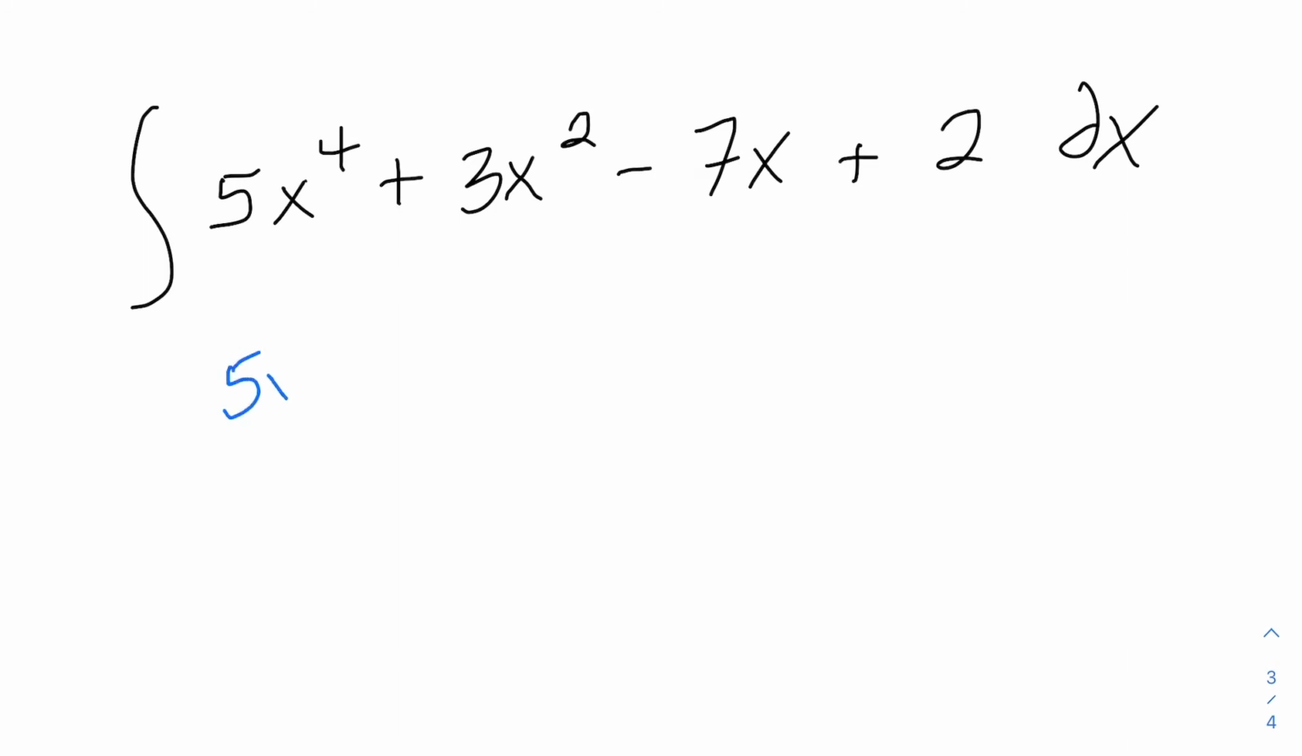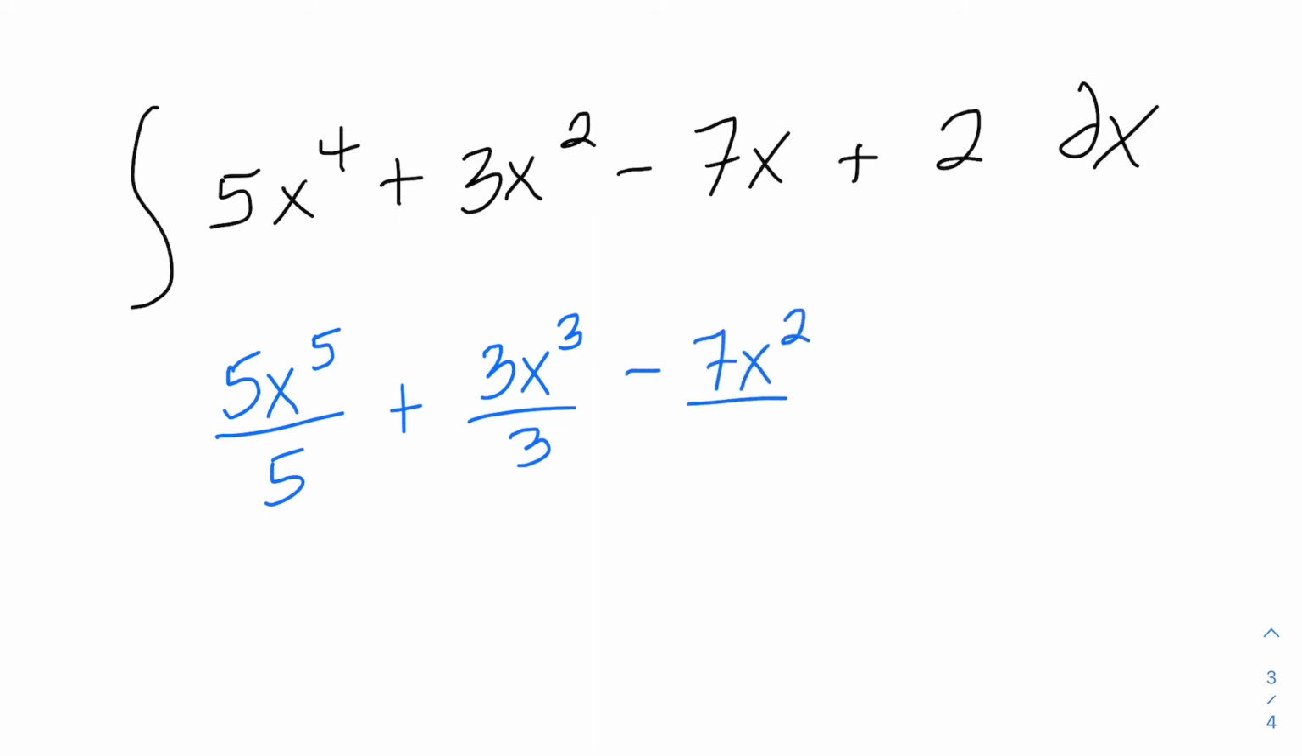So here we'll have 5x, add 1 to the exponent, divide by that new exponent. 3x, we're going to add 1 to that exponent, divide by that new exponent, minus 7x, add 1 to the exponent, divide by that new exponent, plus 2.